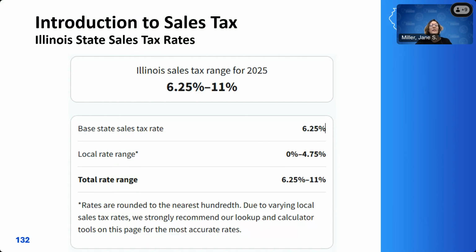Illinois sales tax rates range from 6.25% to 11%. The state sales tax rate is always 6.25%. Your municipality or city or county may have additional rates which could raise it. So the range runs from 6.25% in an area where you would only be paying the state rate, up to 11%.